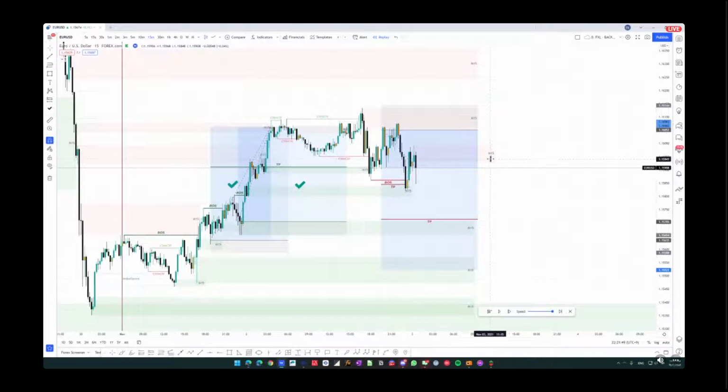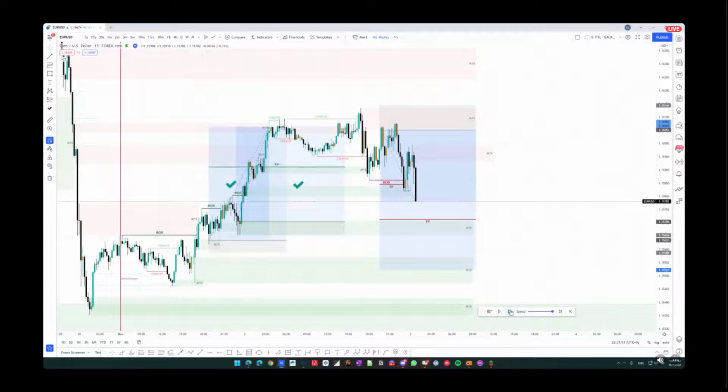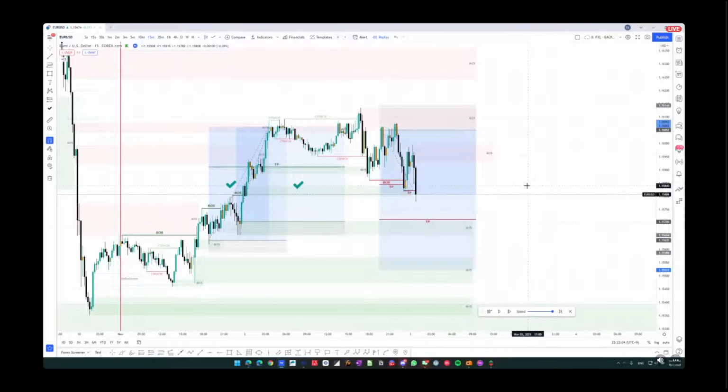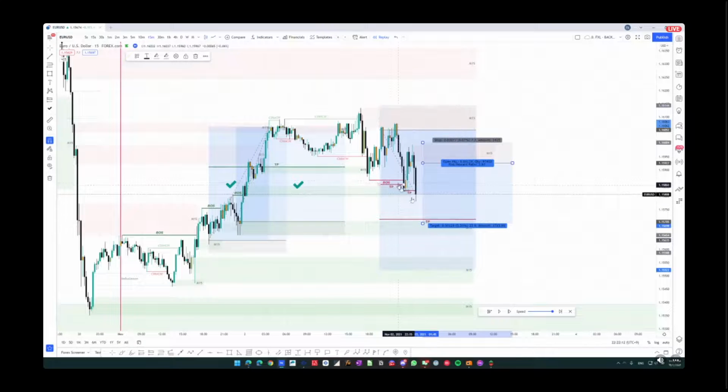Potentially we can look for shorts again here if it creates. Okay, so it broke structure again. So for me, let's assume it's going to go down a little further. And we can potentially look for shorts here because now this supply should hold, because this supply broke.